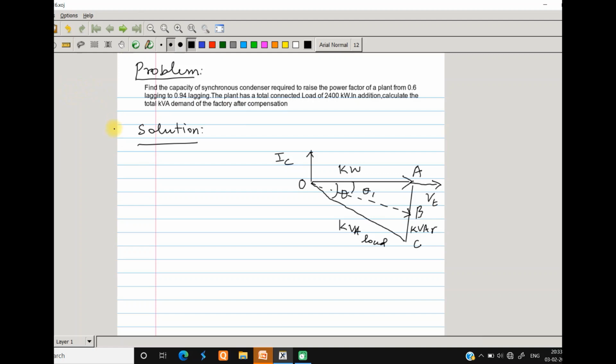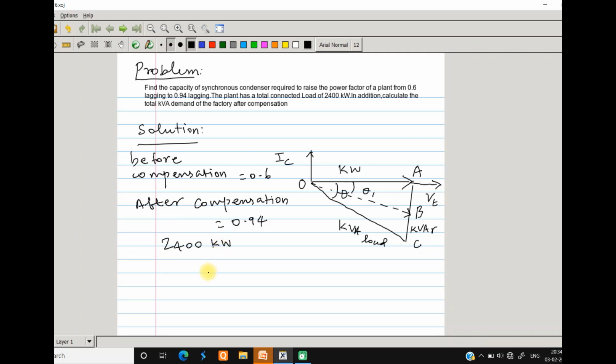So before compensation we have a power factor of 0.6. After compensation we need to have the improved power factor. Compensation means we are going to install the synchronous condenser to that particular plant which is given in the problem. So after compensation we need to have this particular power factor. The plant has a total connected load of 2400 kilowatt.